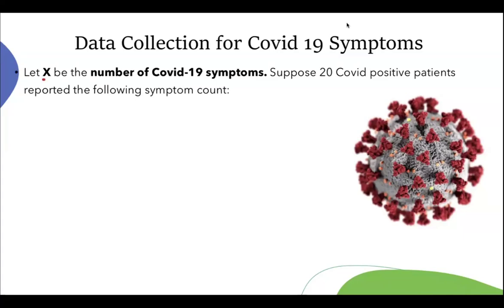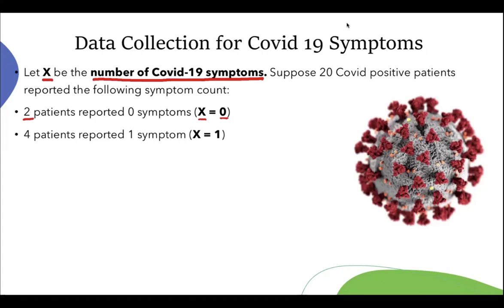So our random variable X represents the number of COVID-19 symptoms in a patient. We have 20 COVID positive patients, and these are the reported symptom counts. 2 patients reported no symptoms. When there are no symptoms, the discrete random variable X takes on the value 0. 2 patients fall in that category. 4 patients have 1 symptom. That means that X is 1. We have 4 patients in that category.